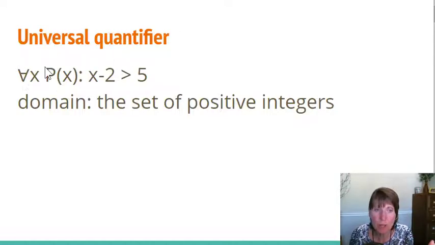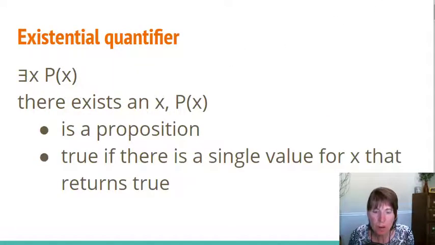And so we've been able to identify that this proposition is false. As soon as we put a quantifier on it, it becomes a proposition, and we can identify the truthfulness of that proposition. Another quantifier that we can use is the existential quantifier. And this one says there exists an x where P of x is true. This isn't saying all of them, it's just saying there exists. It can be a single one, but it says there exists an x where P of x is true.